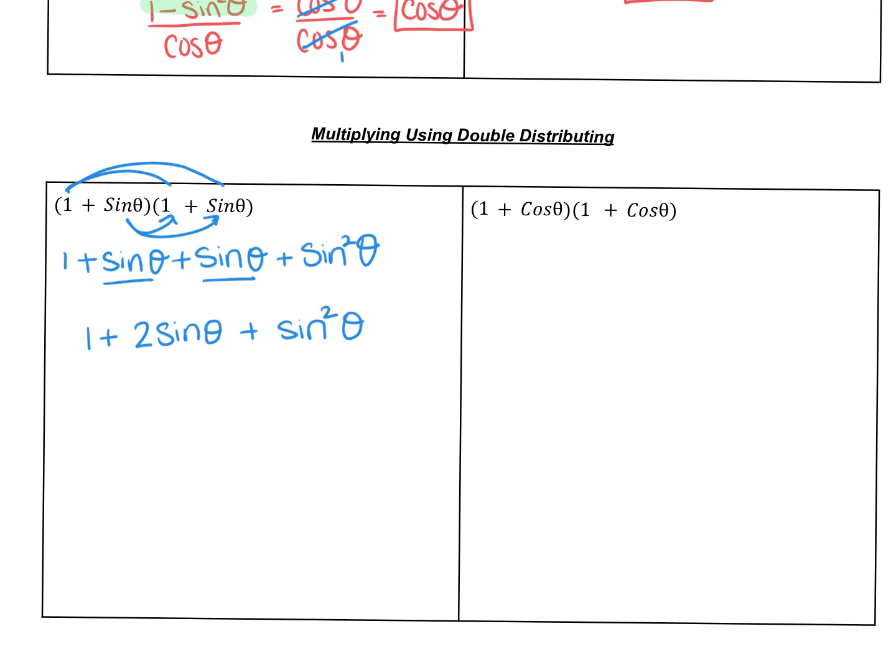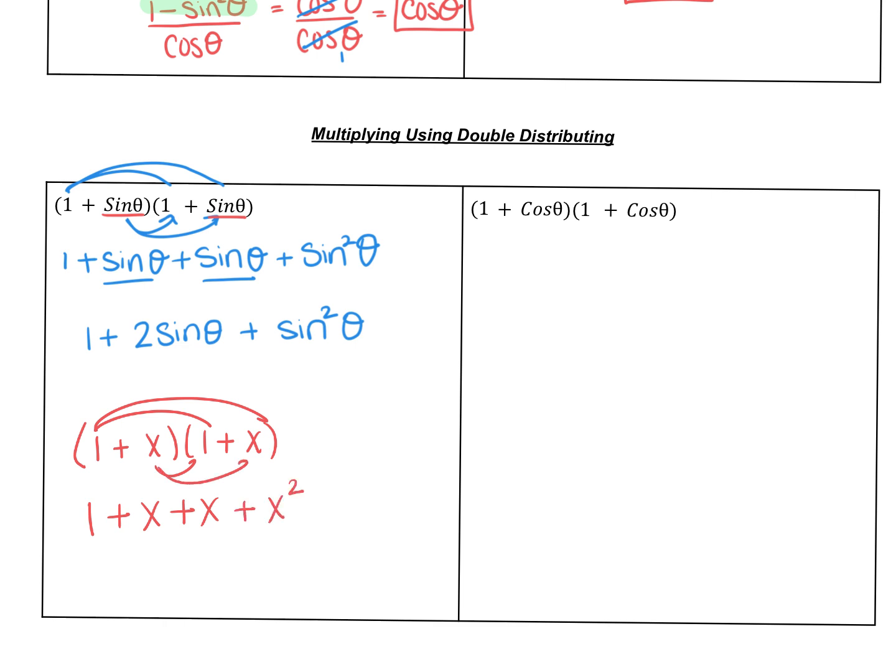That will be our final answer. Now, if you're having trouble determining when to put 2 sine of theta and when to put sine squared, it may help if you consider writing this like this: 1 plus x and 1 plus x, where x is your sine of theta. When you double distribute, 1 times 1 is 1, 1 times x is x, x times 1 is x, and x times x is x squared.